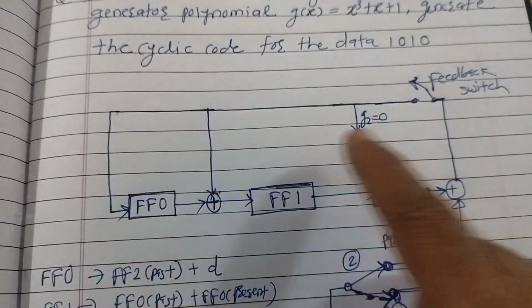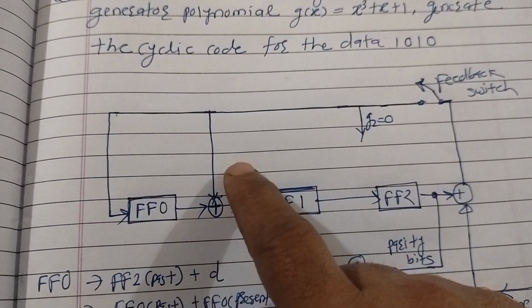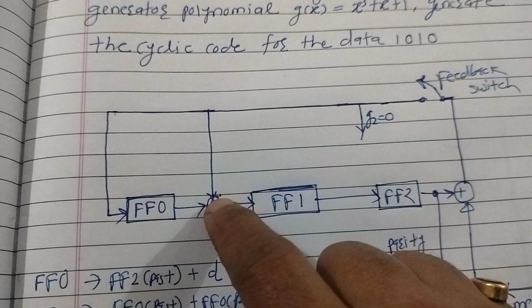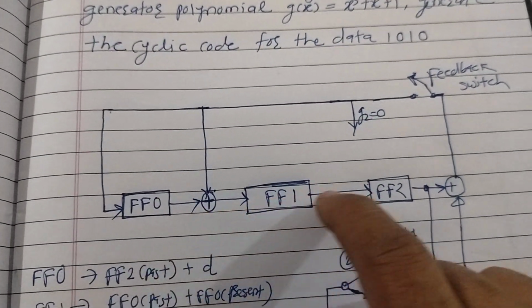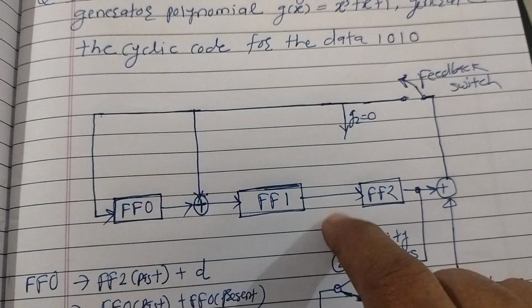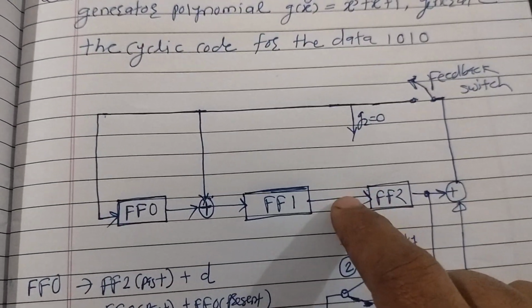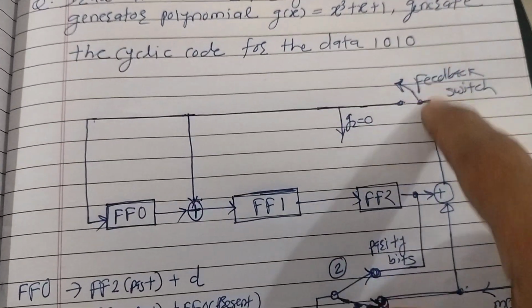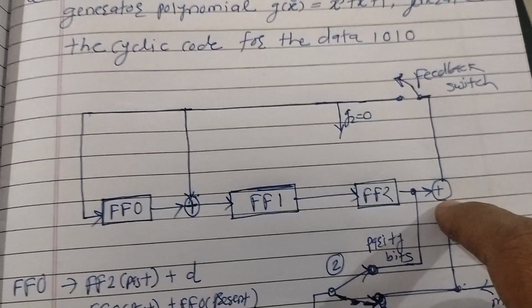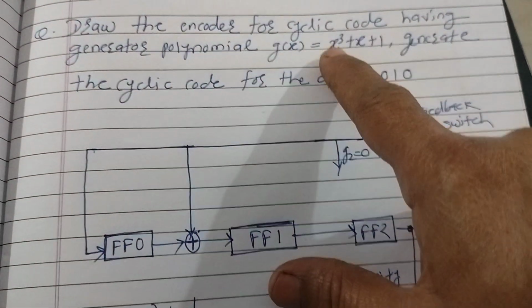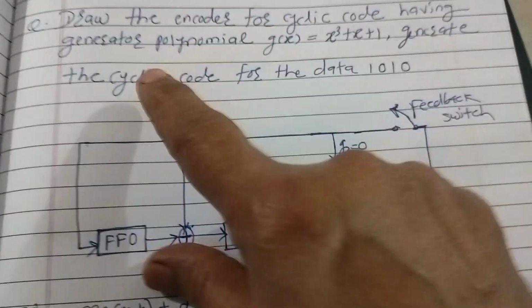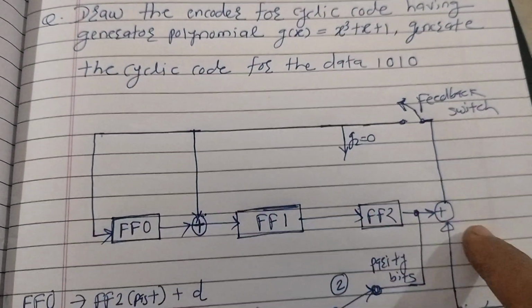And now, after that, here this line is appearing, so there is one mod 2 adder. This line is not there, so there is no mod 2 adder. This is there, so a mod 2 adder is there. It's always there because x cube is always there in the generator polynomial of the 7,4 cyclic code.